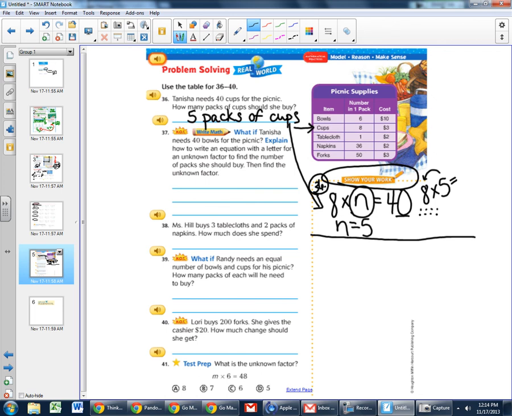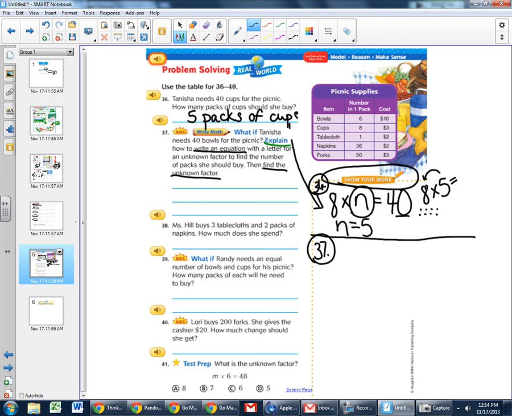Moving on to number 37. Says, Tanisha needs 40 bowls for the picnic. Here's another. Explain how to write an equation with a letter for an unknown factor to find the number of packs she should buy. Then find the unknown factor. So it's asking us to do 2 things. It wants us to write an equation, then find the unknown factor. So, number 37.